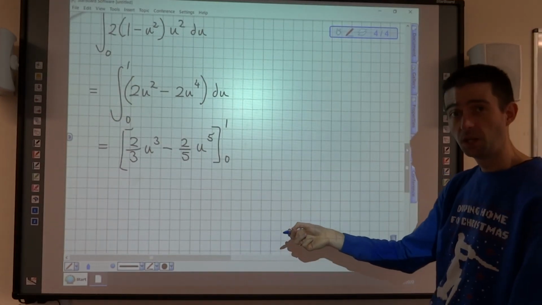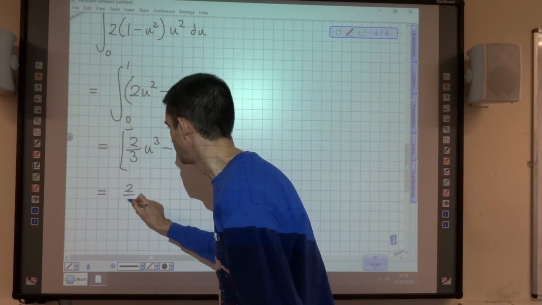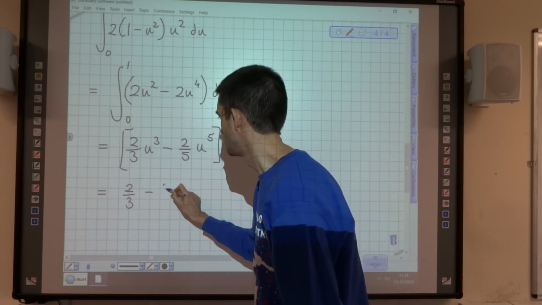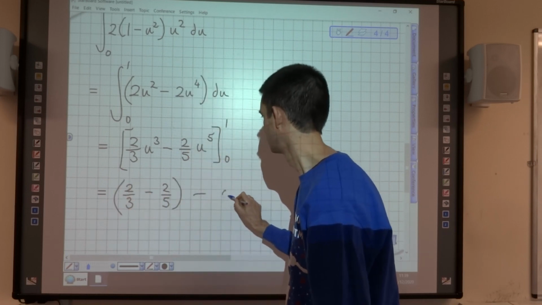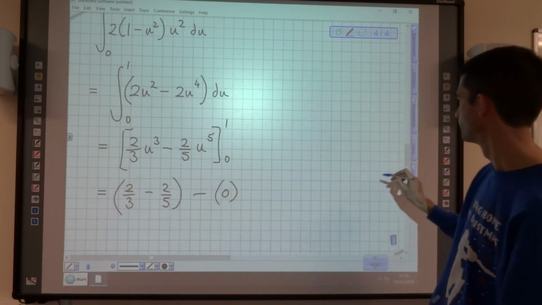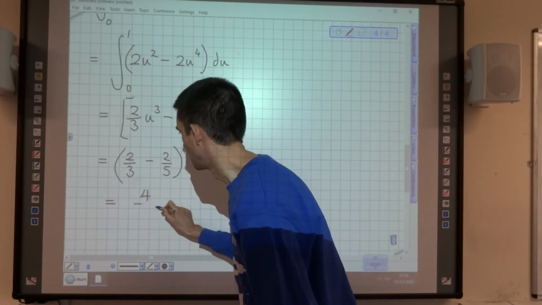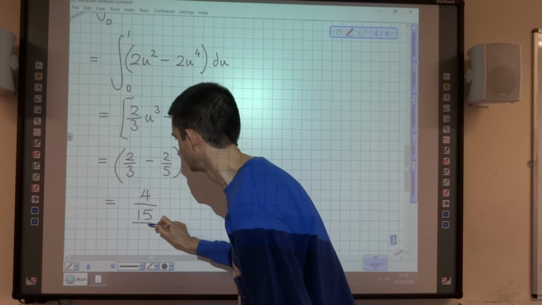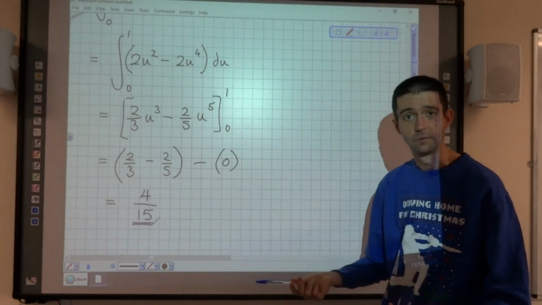So substituting in the 1, substituting in the 0, that's going to give me 2/3 minus 2/5 minus 0, which falls out rather nicely as 4 over 15. So that is the value of that integral, 4 over 15.